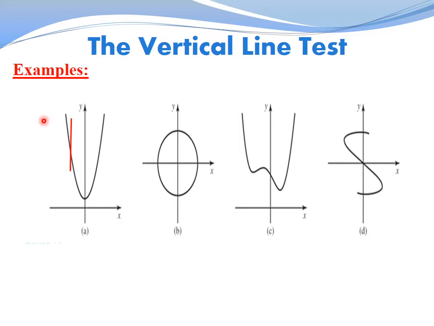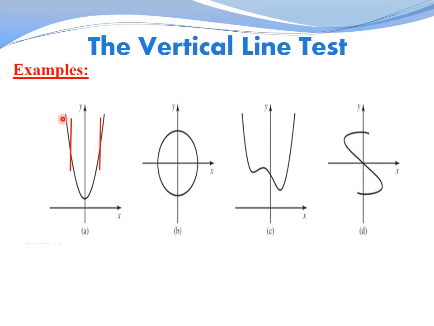Let's try. For example, this is a vertical line. If I draw this vertical line, I can see that it only intersects this curve here only once at this point. Let's draw another vertical line. Again, this vertical line intersects the graph at only one point.